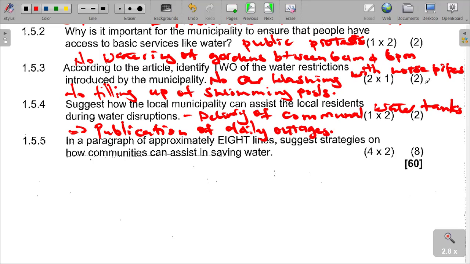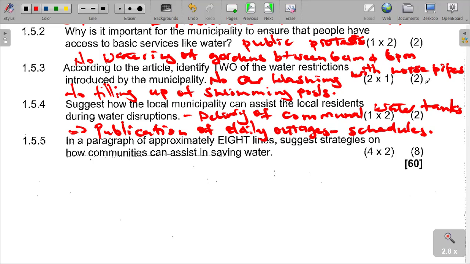Publication of daily outages. People are informed when water is disrupted or when water is not going to be available. So there are mechanisms put in place with regard to that, which we call schedules. People are given the schedules of when water will not be available and so forth.